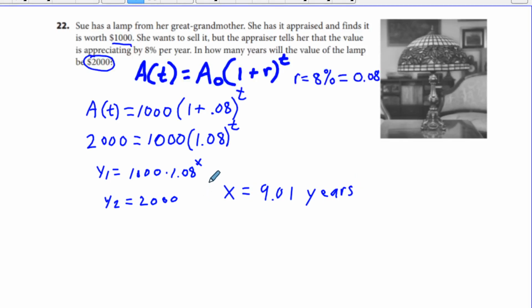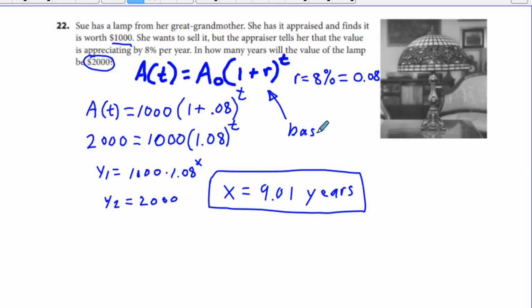For some reason, the book gives like 9.04 years, but that's what it is. So basically what you have, this 1 plus r, this is what the base is. That's our base. And next week when we get to exponential decay functions, it's going to end up being 1 minus r, or 1 plus a negative number, so we'll get a base of less than 1. But when you have a base of greater than 1, you do have exponential growth.